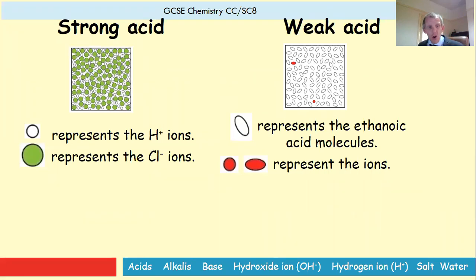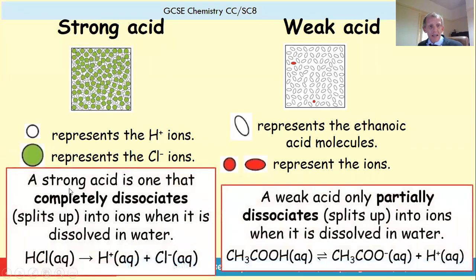Okay, so a strong acid, we can see on our diagram here, is one that completely dissociates. So an acidic molecule will have, in this instance, hydrochloric acid, which is a hydrogen and a chlorine molecule. And in a strong acid, these molecules completely dissociate. So the entirety of the acid becomes ionic, and you end up with lots of hydrogen ions, and in this case also lots of chloride ions.